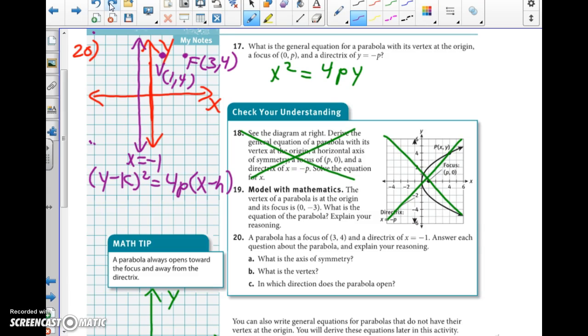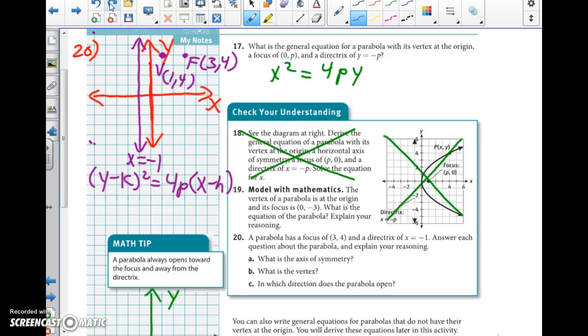How much is the P? 2. 2 positive or 2 negative? 2 positive. 2 in the positive direction from the vertex to the focus. It's 2. Okay, so you're going to put in here 4, right? You're going to put in here 1, right? You're going to put in here 2, right? And then figure out what the answer is.